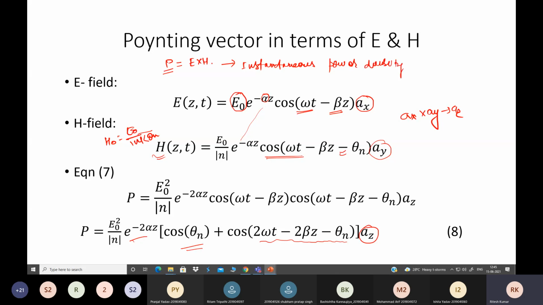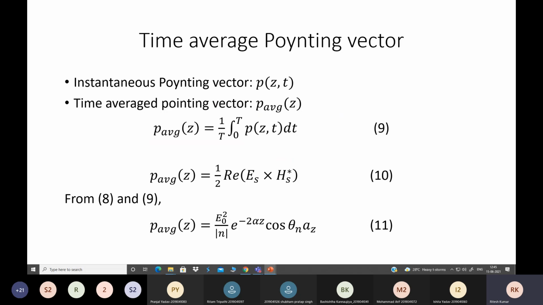Now from here we can define different terms like instantaneous Poynting vector and time average Poynting vector. The instantaneous Poynting vector is represented by P(z,t), where t shows the instantaneous value of that Poynting vector. And how can we write the time average? By taking its integration from 0 to T and dividing by its time period T.